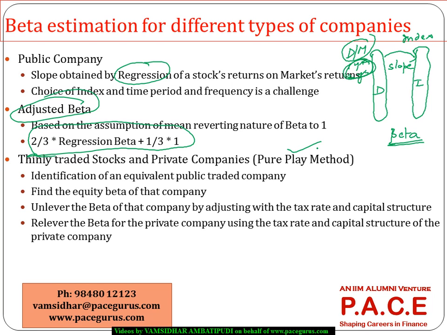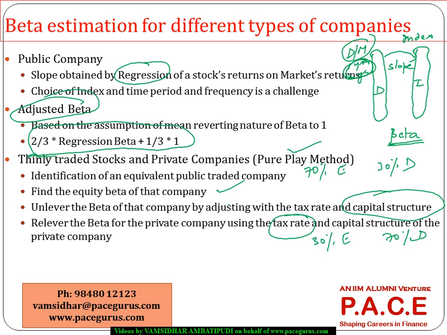what its beta is. I cannot directly use that beta for this private company because the capital structure of both the companies could be different. That particular publicly listed company might be 70% equity and 30% debt, whereas the current private company may be 30% equity, 70% debt. So the beta will differ based on the capital structure as well as the marginal tax rate.